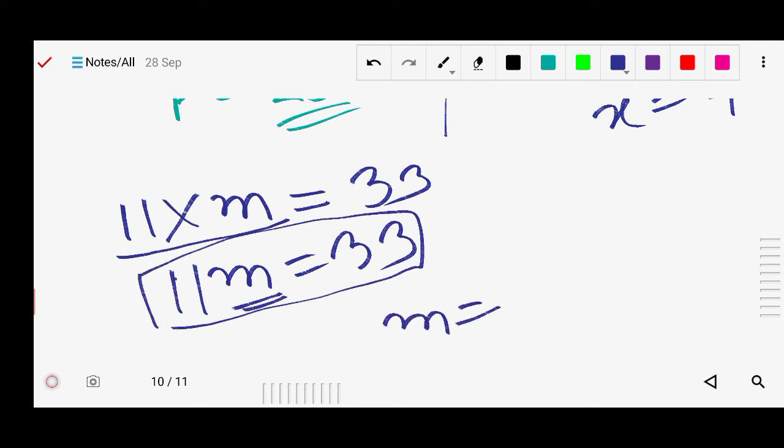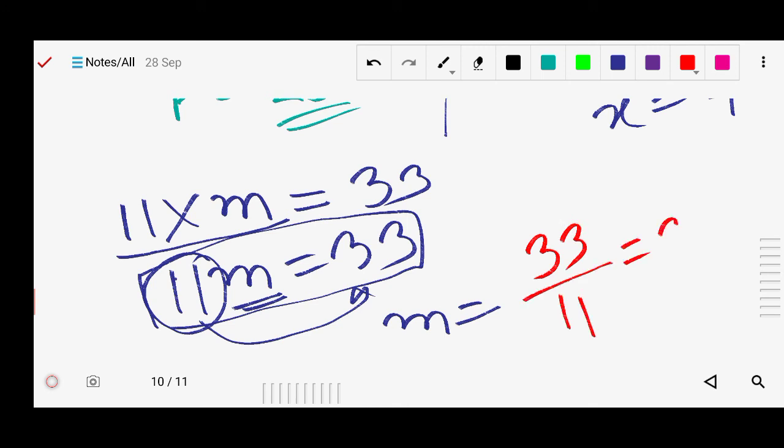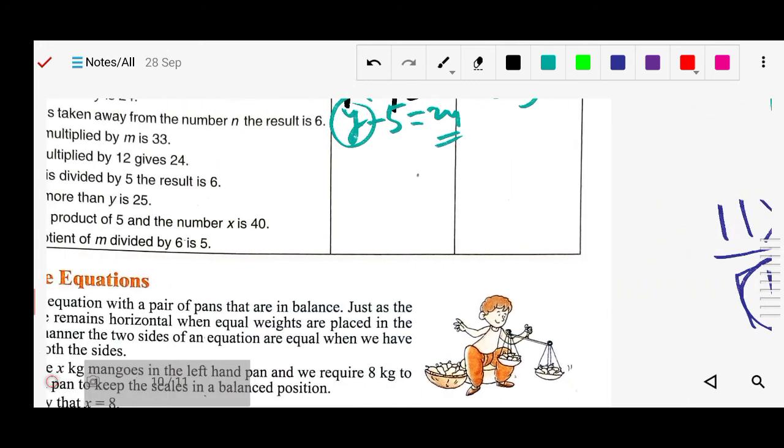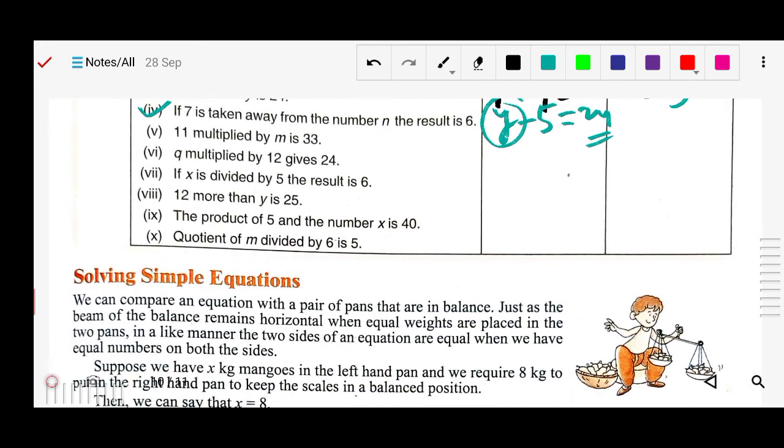So how will you find it? This 11 you can move to this side. So that will be here 33 divided by 11. So that will be 3. The value of m is 3. Okay. So its equation we have got is 11m equals 33.